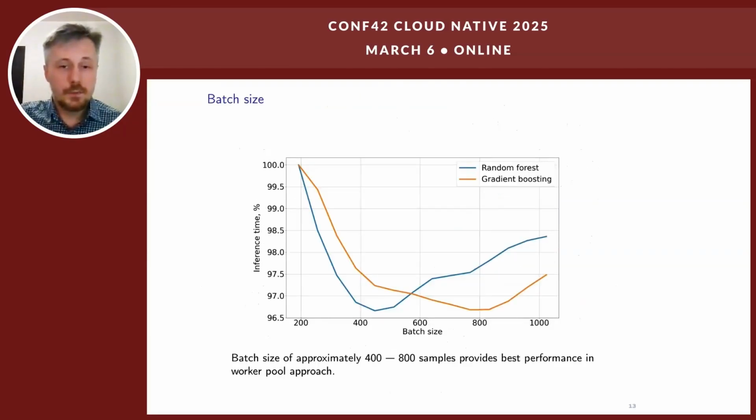So, as we said, we use small batches, around 400 to 800 samples. We don't want to use very small batches because we will waste some processor time for handling the queue, and we don't want to use very large batches.